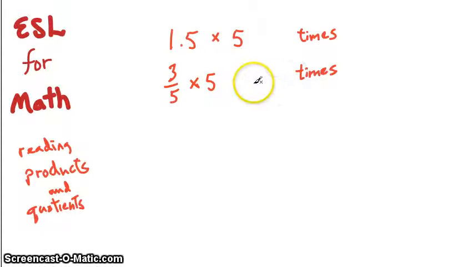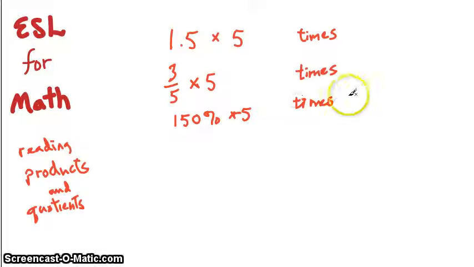Okay, but once in a while you'll hear a different reading. So if I have a percent, you could read this as 150 times 5. But more likely, you'll actually hear this as of. 150% of 5. Okay, so when you hear that word of, you should think multiplication.